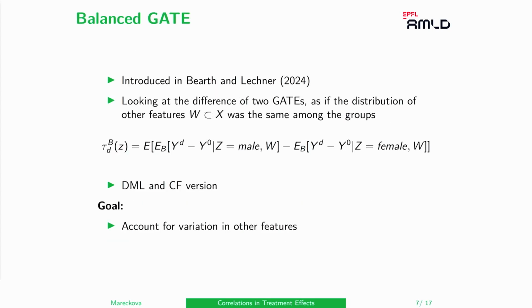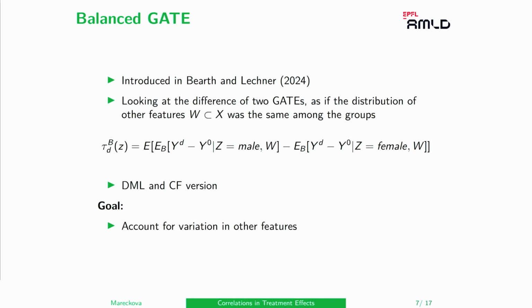Now the balanced GATE comes into the game. That's a new concept introduced in the paper by Bearth and Lechner. What they propose is, let's look at these differences between these two GATEs, but let's start balancing on features that we might think are highly correlated with our group variable.